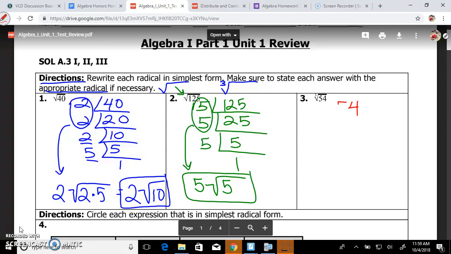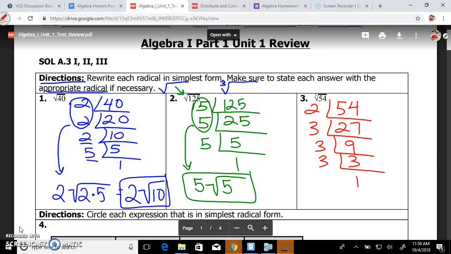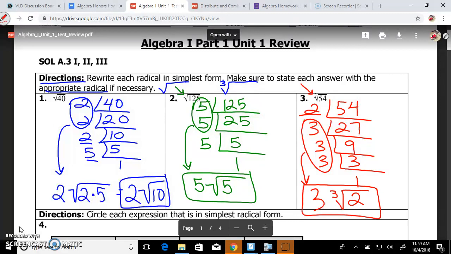Lastly, we have a cube root. So I've got 54, and that's divisible by 2. It's 27. That's divisible by 3, and you get 9. Divide by 3, you get 3. Divide by 3, you get 1. This is a cube root, so our answer is going to be a cube root, and we're looking for groups of 3's. I've got 3 3's right there. That goes on the outside. 2 is left over. 2 goes on the inside. 3 cube root of 2.